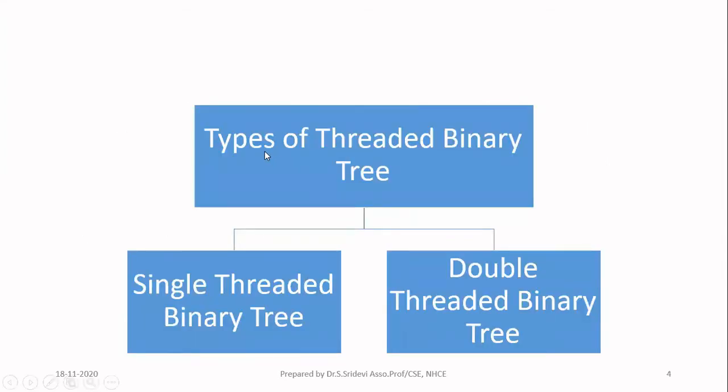First, before the example, we will focus on the types of threaded binary tree. In case of threaded binary tree, we have two types. One is known as single threaded binary tree and the other is known as double threaded binary tree. It is based upon how many null pointers you are using for storing the information about the thread. If you are using only one of the two null pointers, that is called a single threaded binary tree. If you are using both the null pointers to store the predecessor and successor information, that is called a double threaded binary tree.